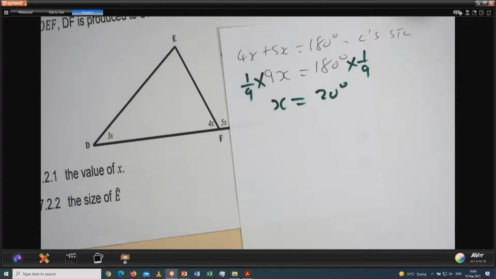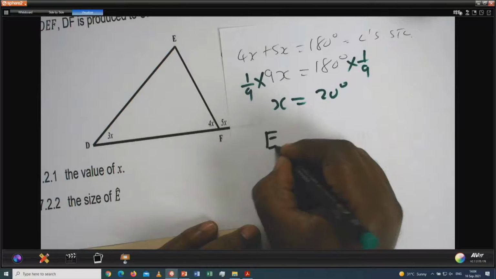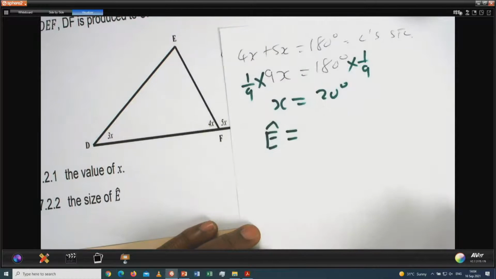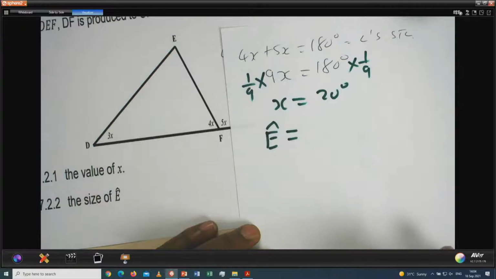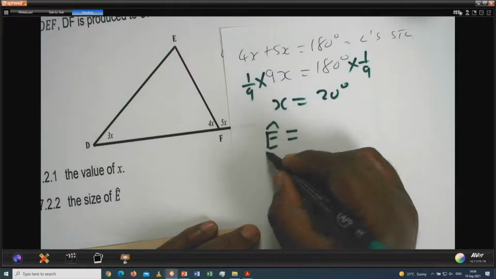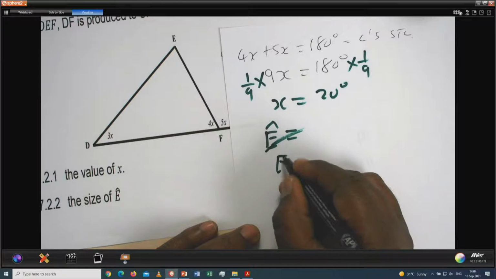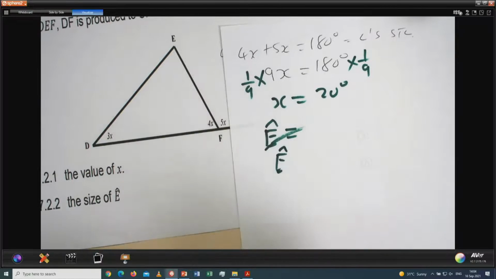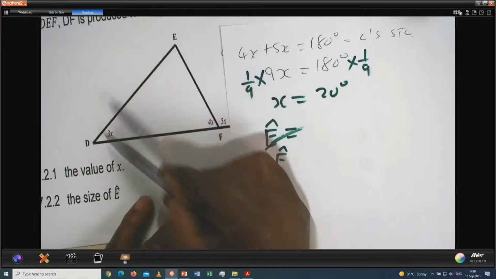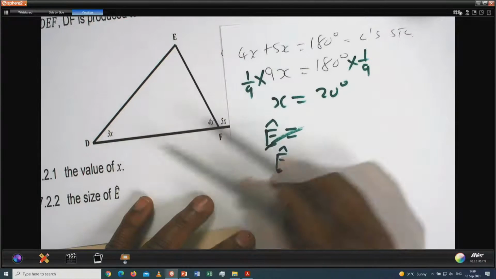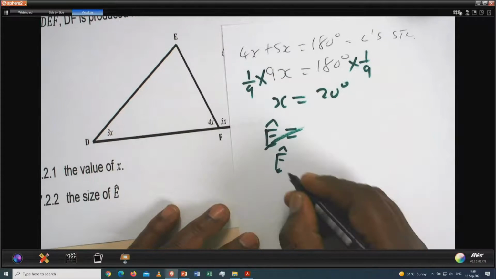Now, the question is looking for angle E. But what is happening in angle E? Let's explain what we see. Where is angle E? Angle E is in a triangle. That's where you find it, that's where we can define it, that's where you can talk about it. Therefore, what do you know?